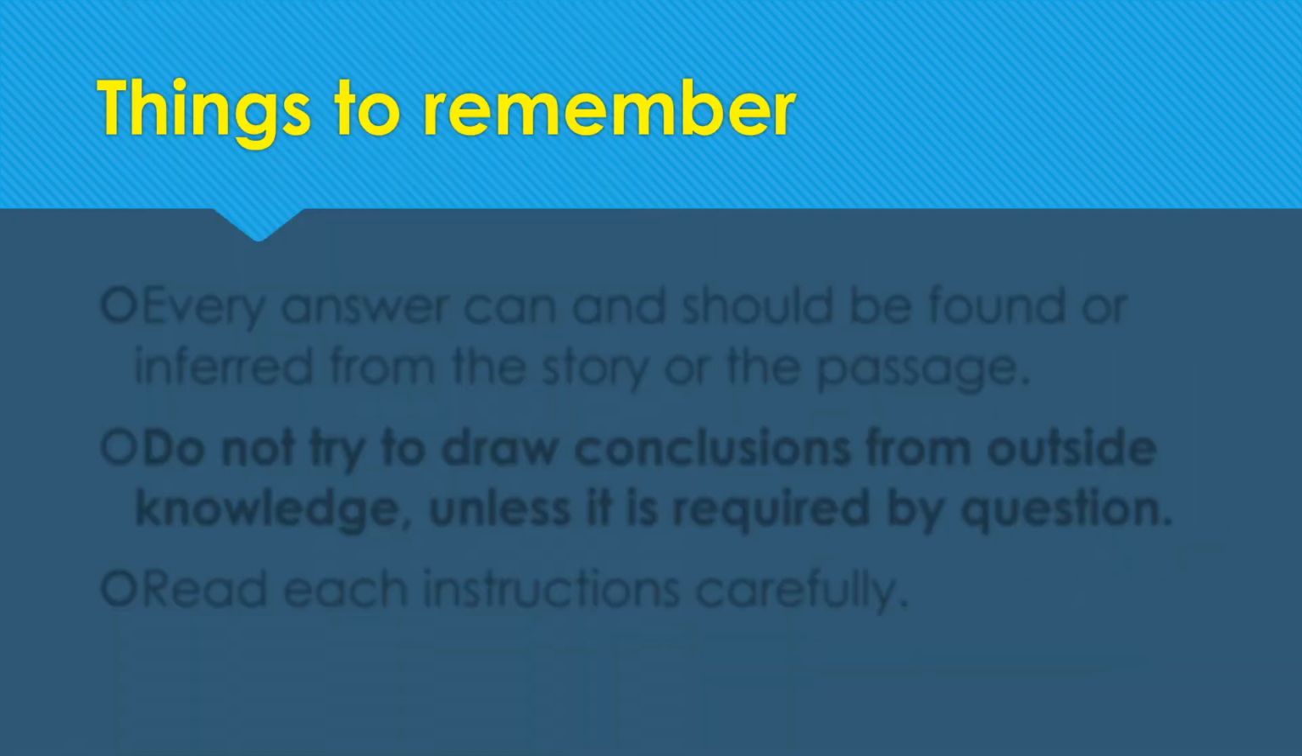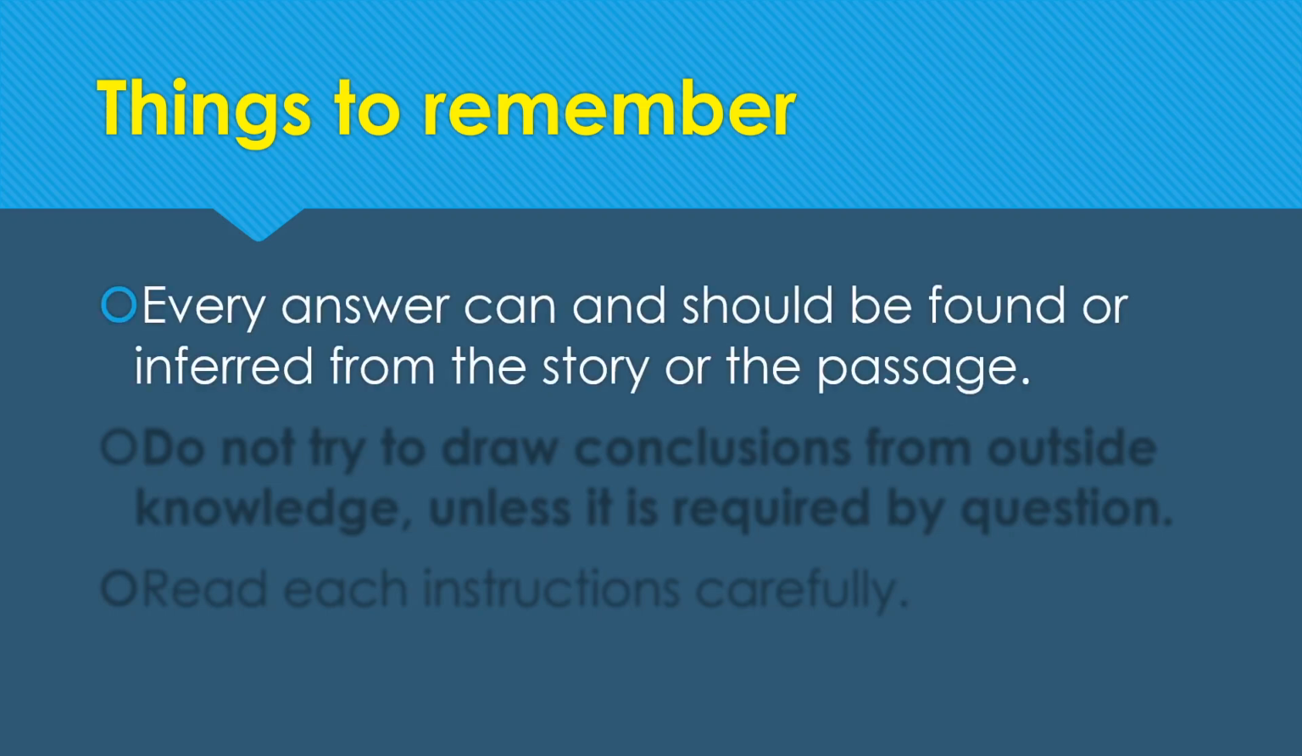Let's go to the third short topic. We have to discuss the things to remember when you're answering unseen comprehension tests. Every answer can and should be found or inferred from the story or the passage, which means that every question and answer are already found in the text. If you have any question about any detail and you cannot find it, do not complain, because everything is actually in the text. So you need to look for it and find it.